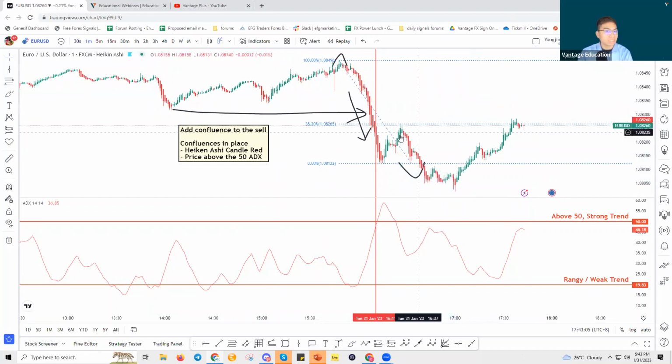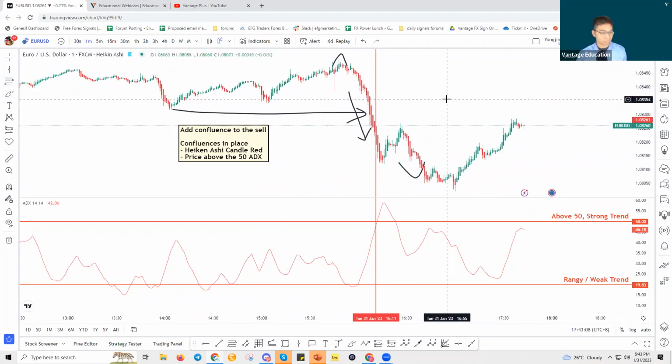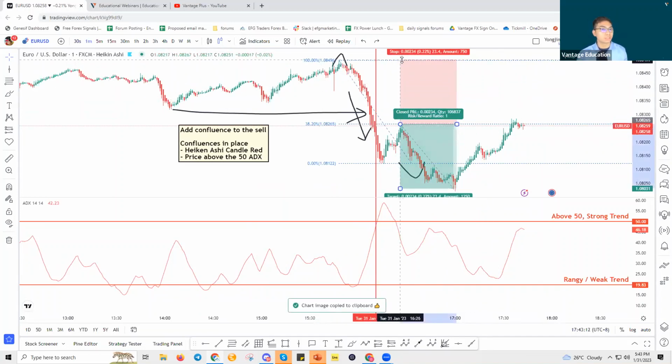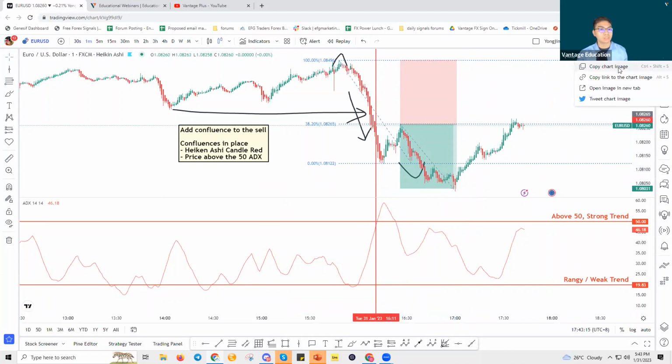Okay, let me find another nice example. Before I do that, I should screenshot for you guys. Copy link to chart image, copy link. So, an example of combining ADX plus Heiken Ashi on euro dollar 1 minute charts. I just sent the link to the chat already. I should also send it to the YouTube channel. So this is the example of combining ADX and Heiken Ashi on the euro dollar 1 minute chart.